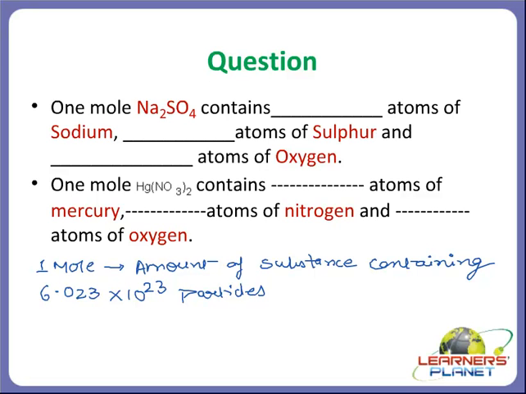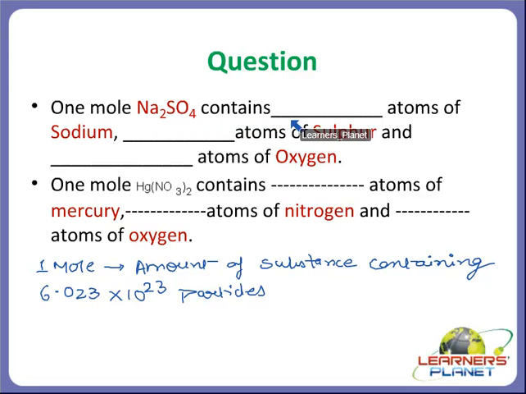Say I am saying 1 mole of electrons, what does it mean? There are 6.023 into 10 to the power 23 electrons. 1 mole of protons is also 6.023 into 10 to the power 23 protons. Likewise, here it is what, children? 1 mole of sodium sulfate is 6.023 into 10 to the power 23 atoms of sodium sulfate.